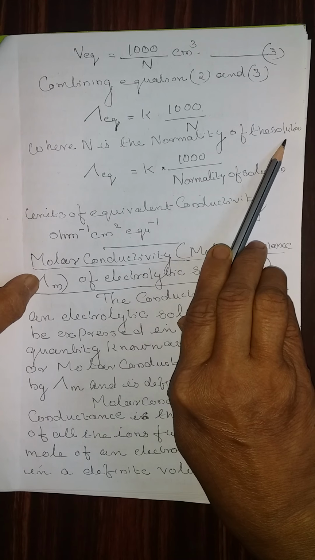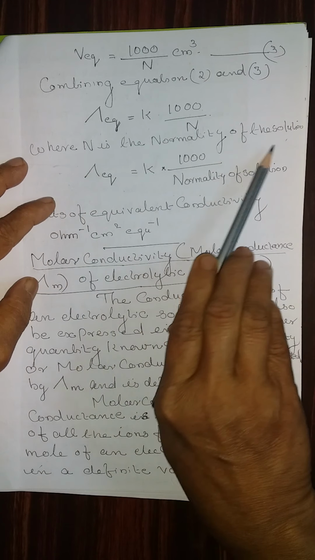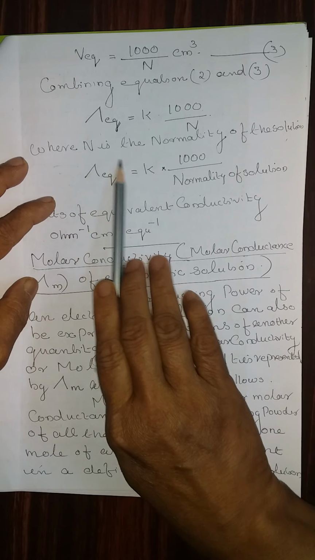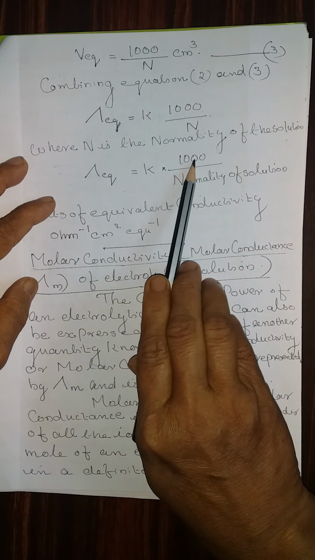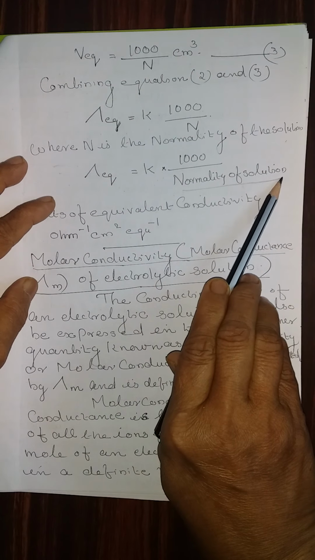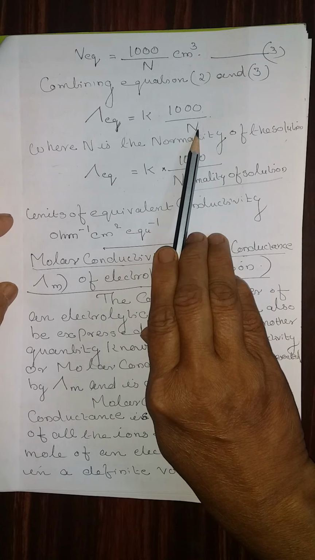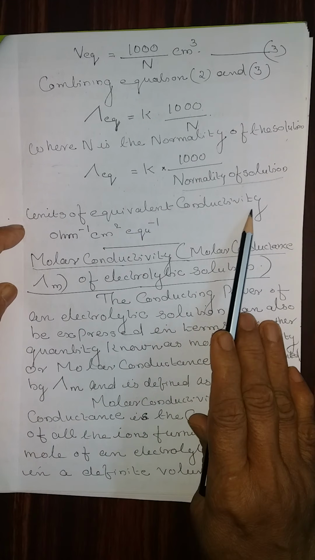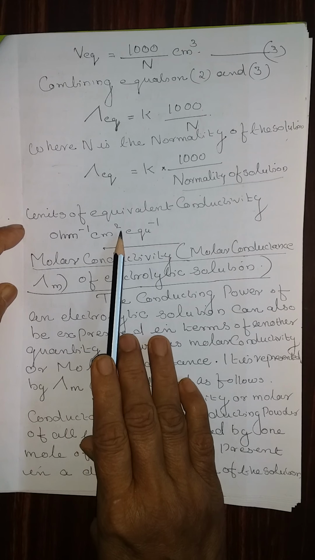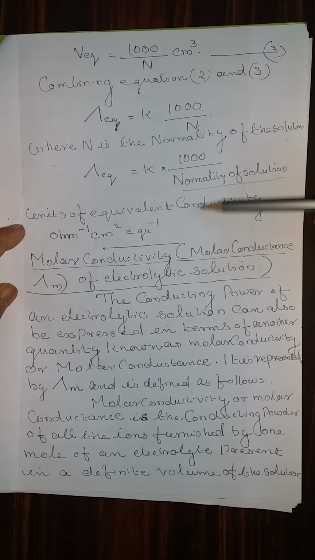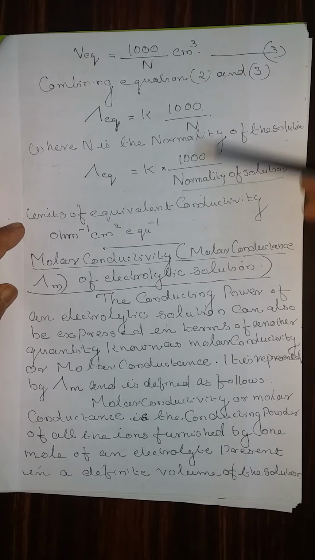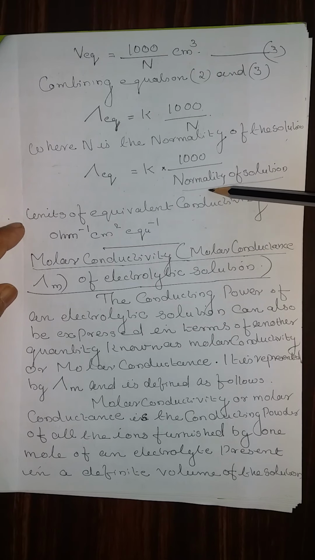of the solution. Therefore, this can be written in words as delta EQ is equal to kappa into 1000 by normality of the solution, because N represents the normality. The unit of equivalent conductivity is per ohm centimeter square per equivalent. Based on this, the assignments are given. Please try to do it, knowing the derivation or the relationship between the normality and the equivalent conductivity.